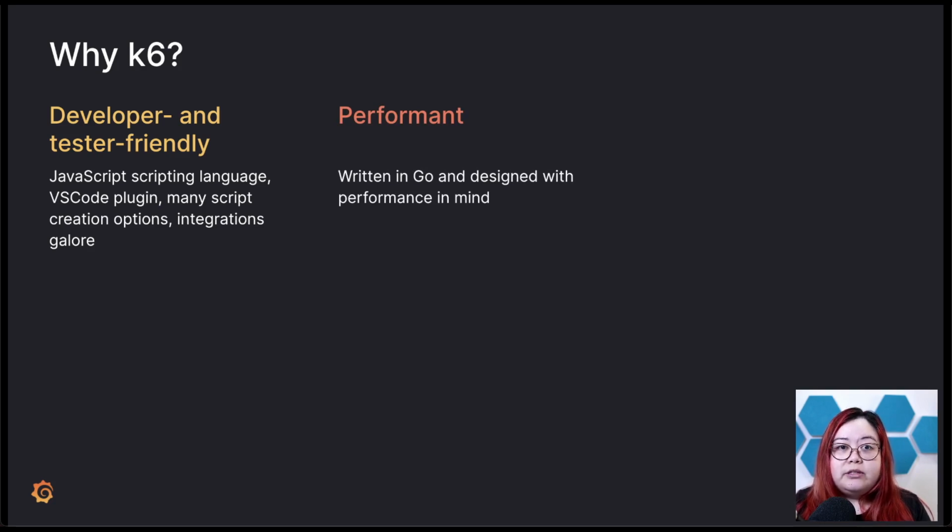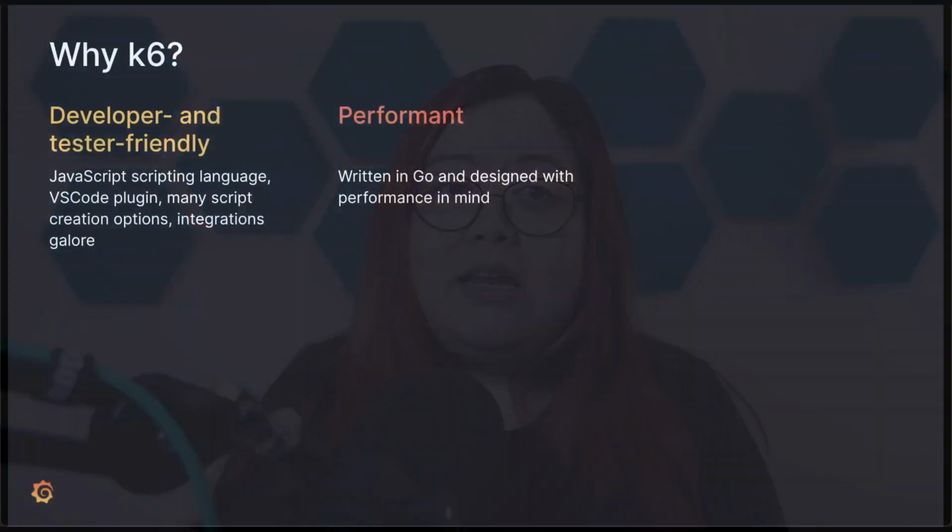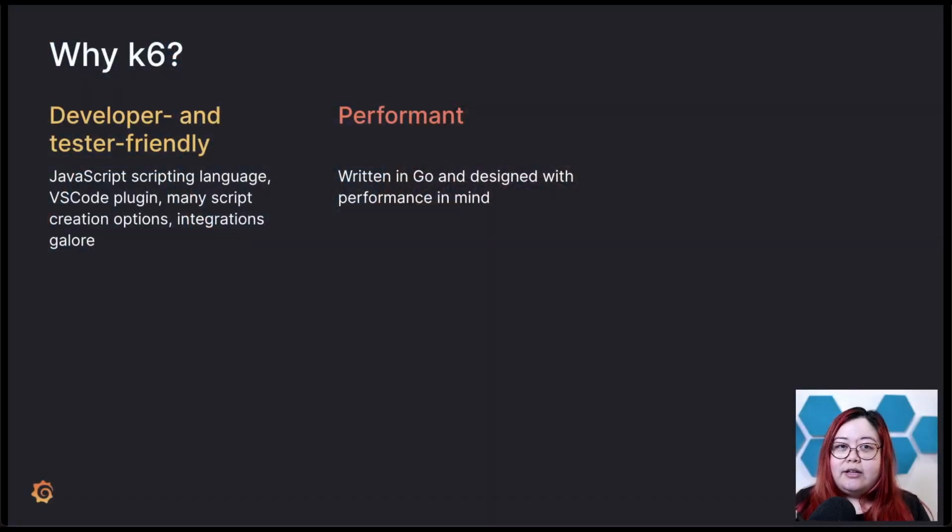K6 is also performant. It's always struck me as a bit weird that some performance testing tools are huge bears to install and execute and maintain. Some of them are so resource intensive that they themselves are the performance bottlenecks in the system. So who's testing the test tools, right? Because K6 is written in Go, so there's none of the additional overhead that Java-based tools are known for. Java was created in 1991, by the way, so 30 years later, we're still using it to test modern applications. K6 is designed with performance in mind.